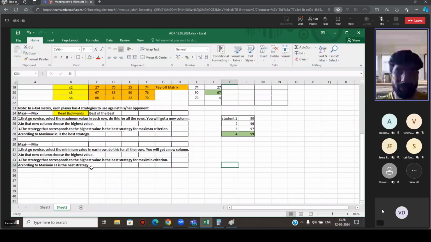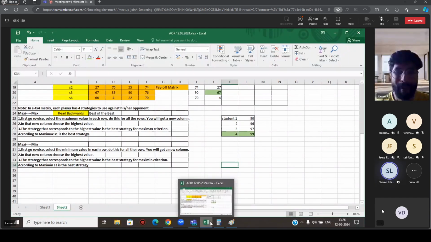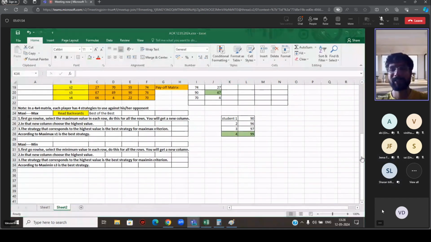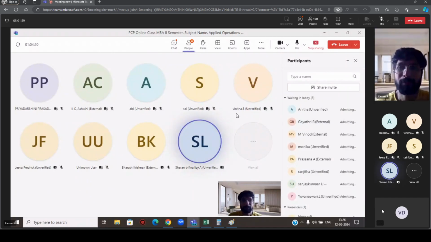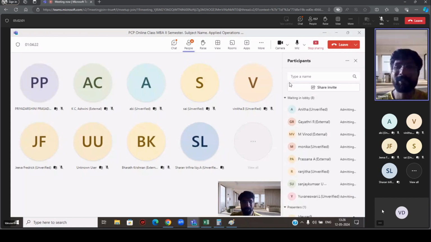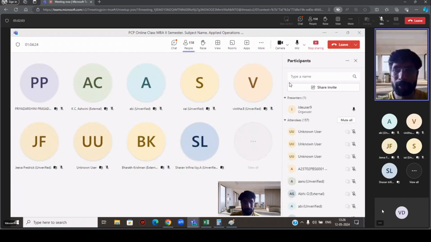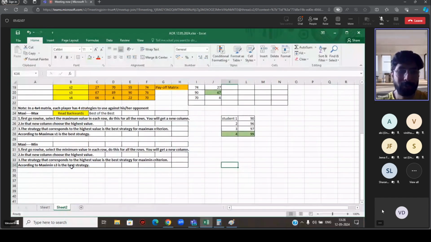Sir, do we have to mention it for both the players? Mention it for one player, that is more than enough. Okay. So according to maximin, S3 is the best strategy. Are you getting my point? That is about maximin.